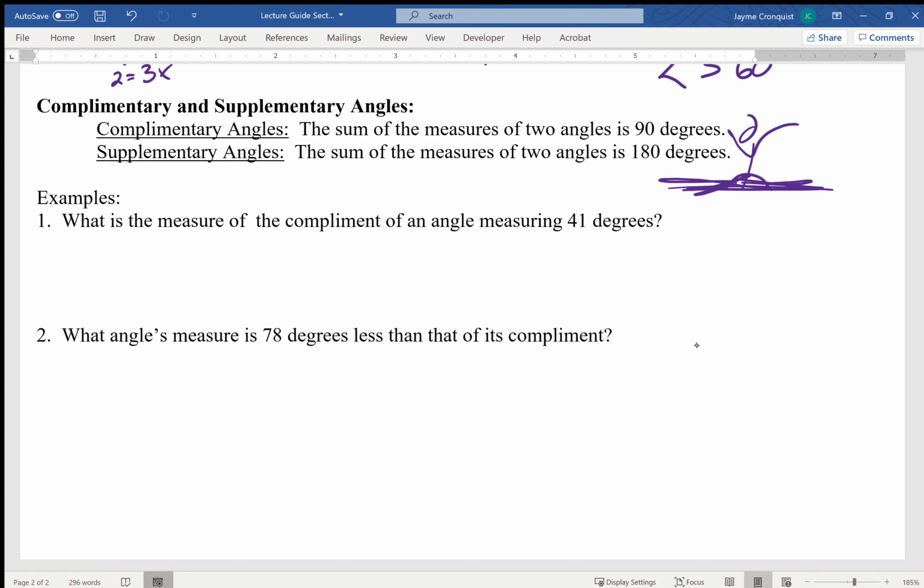What is the measure of the complement? So 90 minus 41. They have to add to 90, right? So it's 41 plus my x. So really, x is 90 minus 41. So x is 49. Okay, 49 degrees.